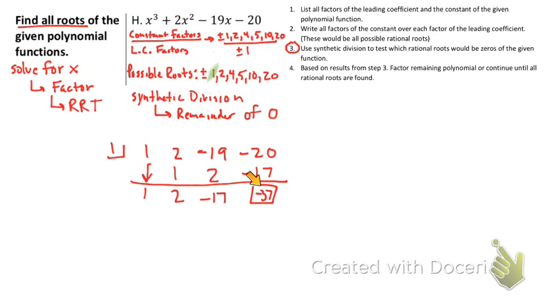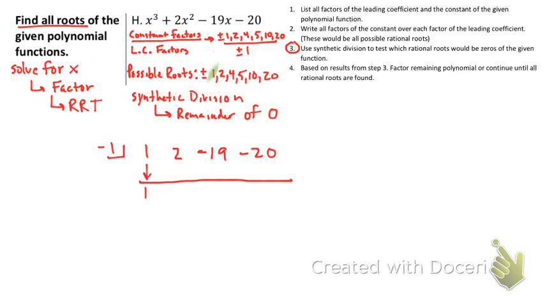So now we're going to try negative 1. And we're going to do this process until we get a remainder of 0. So let's set it up for negative 1. So now we're set up for negative 1. And we're going to do this process, and our hope is we get a remainder of 0.